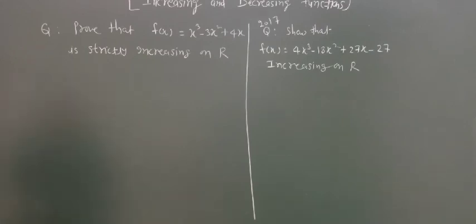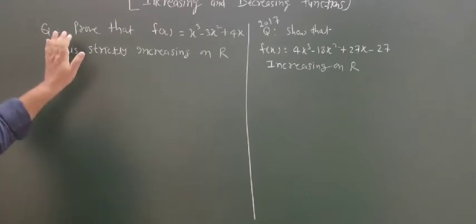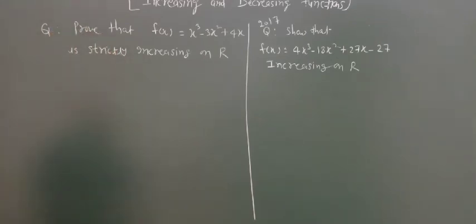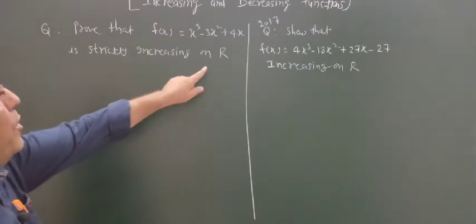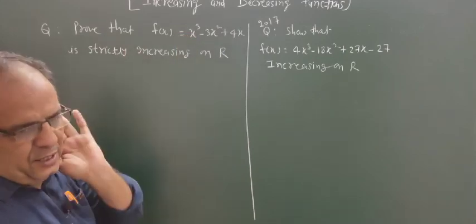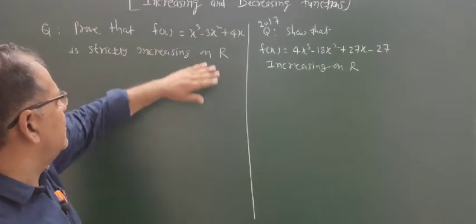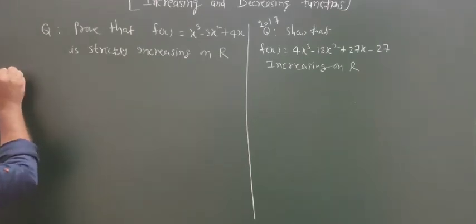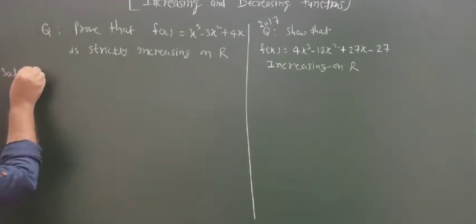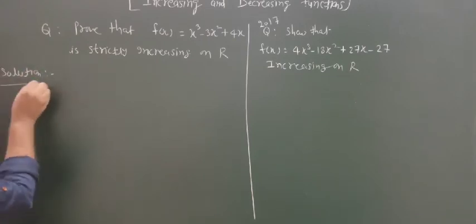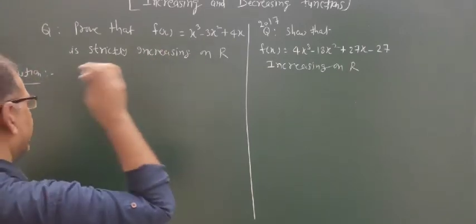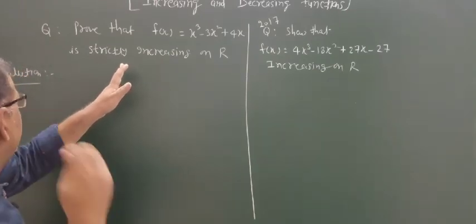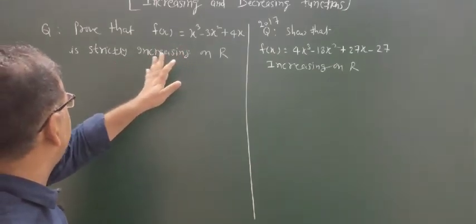Now I am taking some questions based on increasing and strictly increasing functions. The first question is: prove that f(x) equal to x cube minus 3x square plus 4x is strictly increasing on R. R means the set of real numbers. That means this function is strictly increasing over all the real numbers. The values are not given for x, because over the whole interval we want to show that the function is strictly increasing on R.